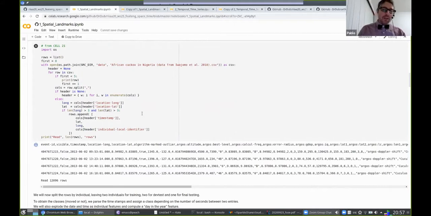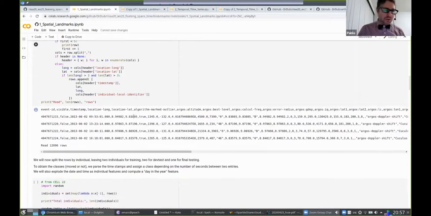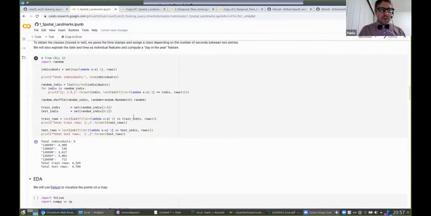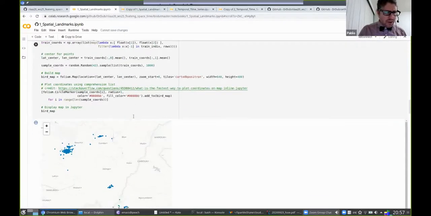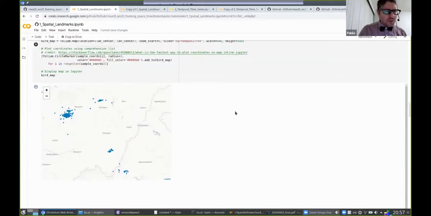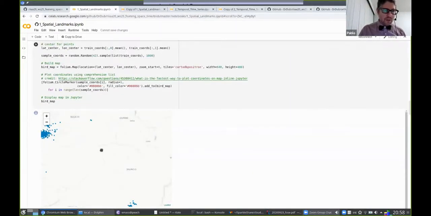And we are splitting by individual, so we train on some individuals, some birds, and then we test on other birds. The problem we are trying to predict is whether the animal will be moving in the next hour, I think. So using a map, we can see the points. Yeah, so these are the points.